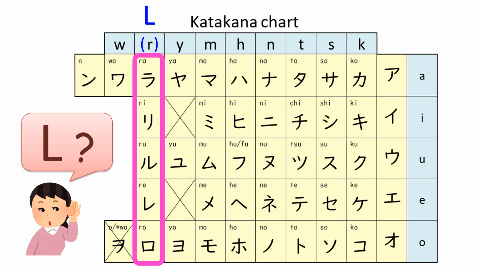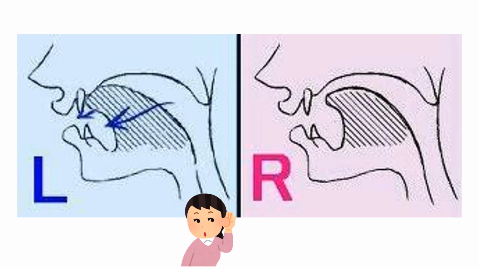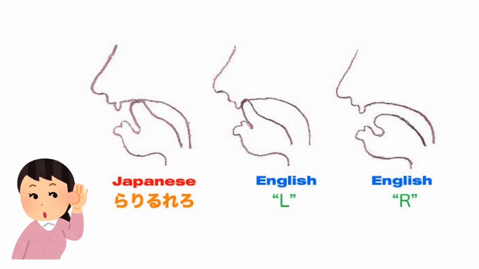So there is no R sound in Japanese, even though it is written on the hiragana or katakana chart. The sounds under R on the hiragana or katakana chart are la, li, lu, le, lo. Not ra, ri, ru, re, ro, but la, li, lu, le, lo. In English, there is L sound and R sound, but there are no such sounds in Japanese. And Japanese la, li, lu, le, lo sounds much closer to L sound, not R sound.